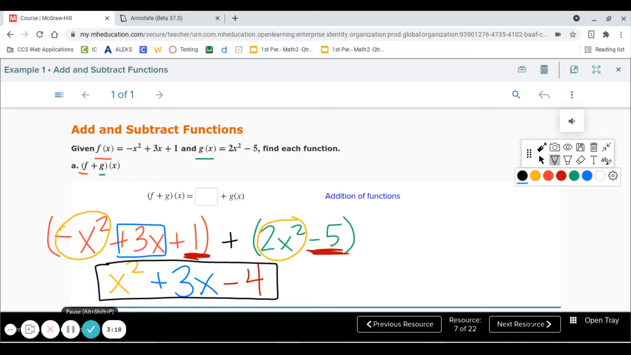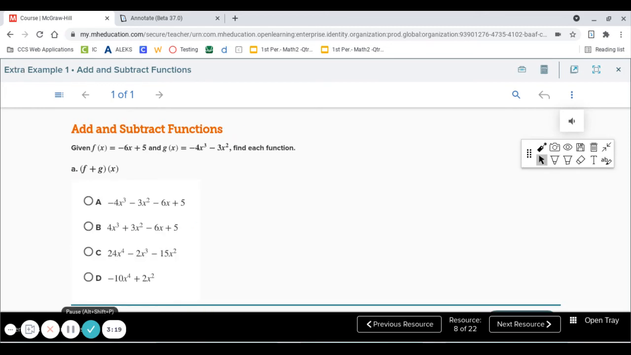All right, so moving to the next one. So here we have given f of x equals negative 6x plus 5 and g of x equals negative 4x to the third minus 3x squared. Find each function. So again, today we're only focusing on adding. So we have f plus g of x.